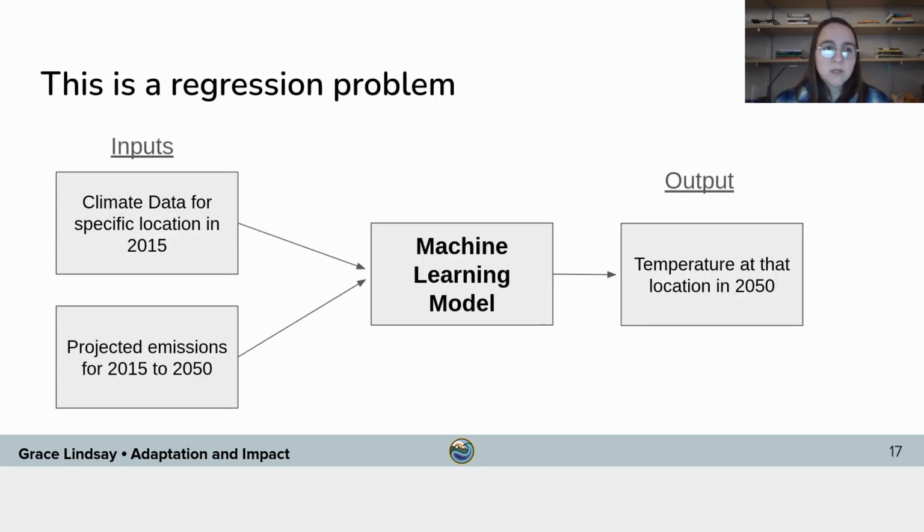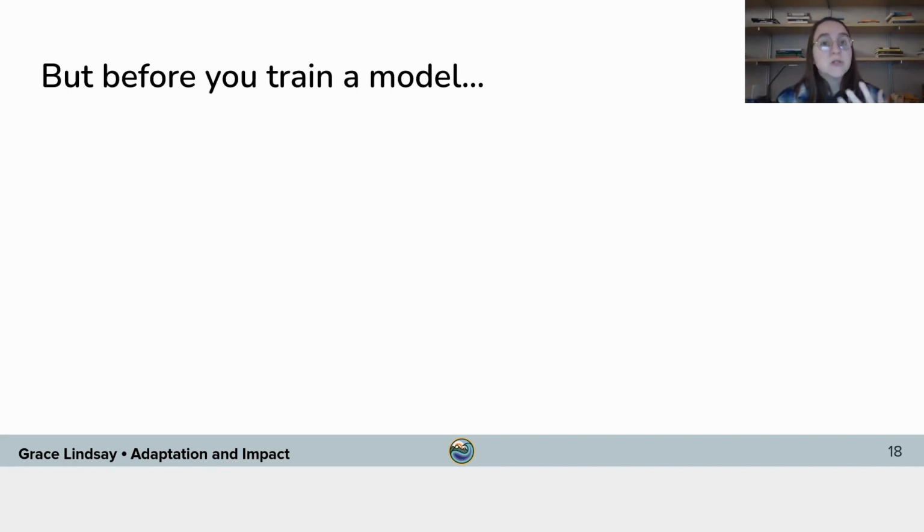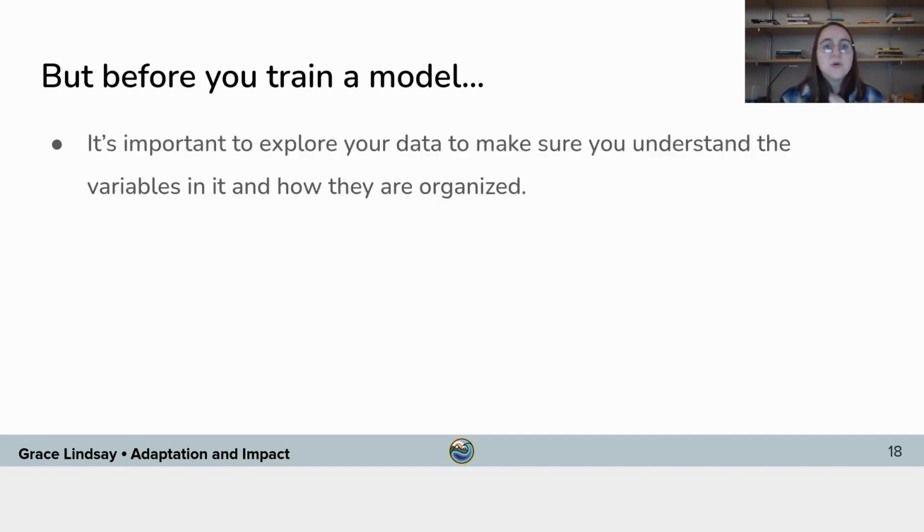So this is what it looks like. You have your inputs to your model, which are the climate data for specific locations in 2015. You have projected emissions from 2015 to 2050. You put that into the machine learning model, and it should output the temperature at that specific location in 2050. So we're going to train a model to do this transformation for us so that we don't have to run the complete Earth system model every time we want to know what would happen if we changed our emissions in a certain way.